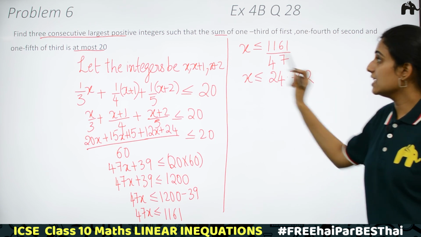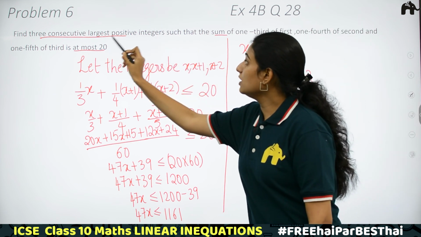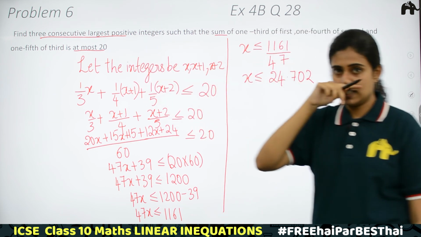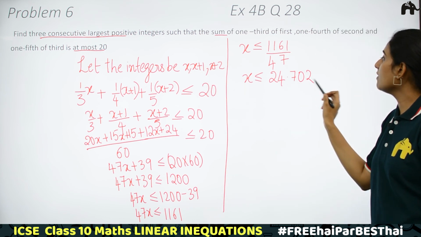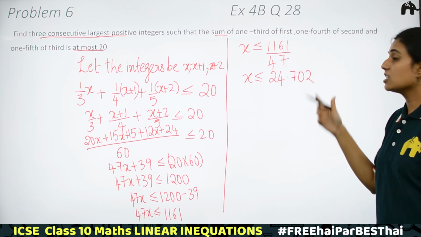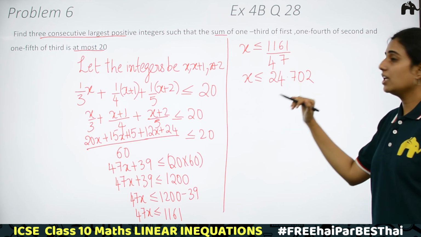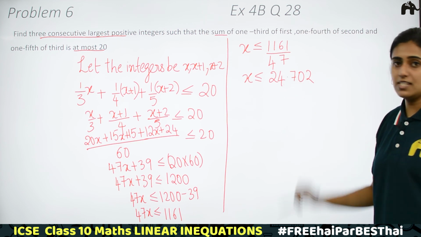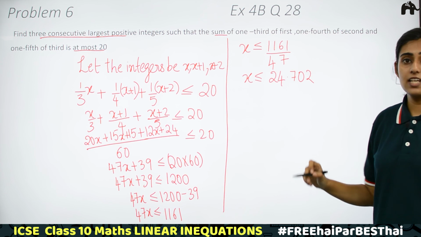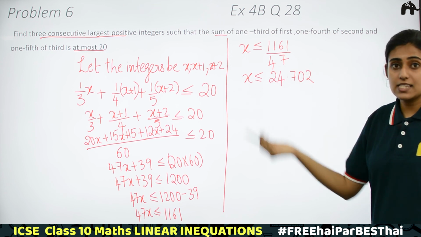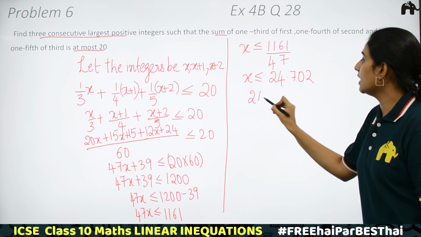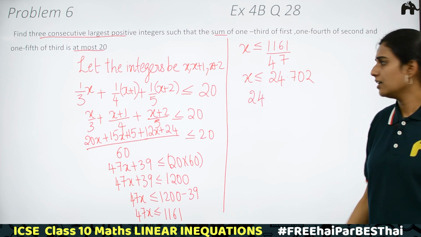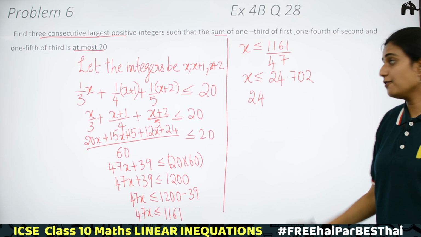That is, the value of x should be less than or equal to 24.702. Here it is given that consecutive largest positive integers. We need integer values. 24.702 is a decimal. It is not an integer. We cannot include 24.702. Now the largest integer that will be less than 24.702 is 24. Clear? 24 is the value of x.